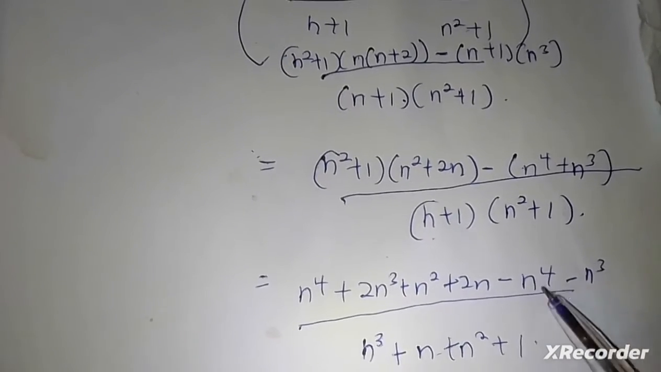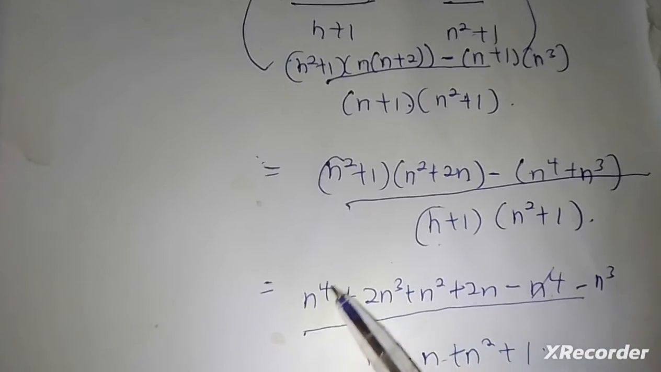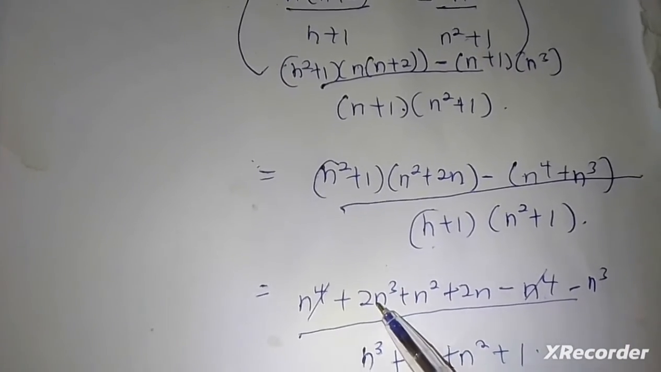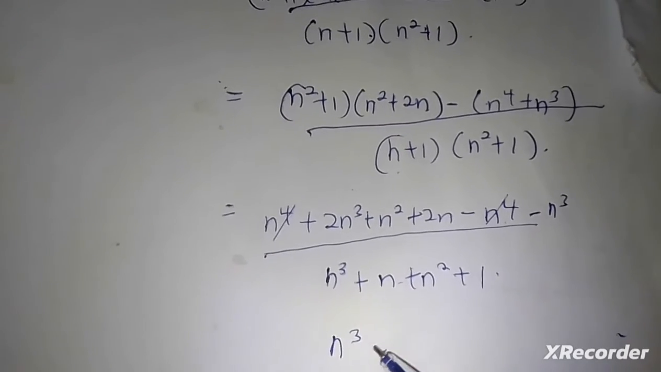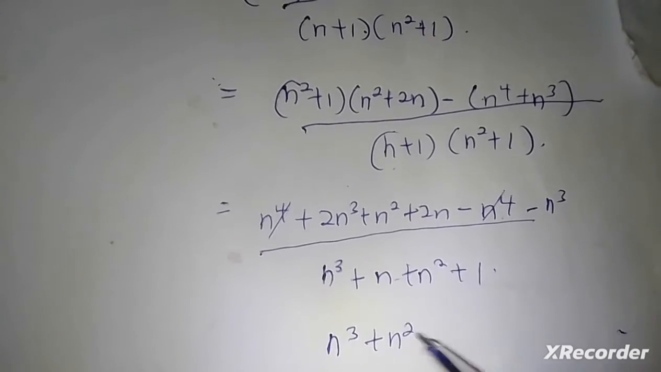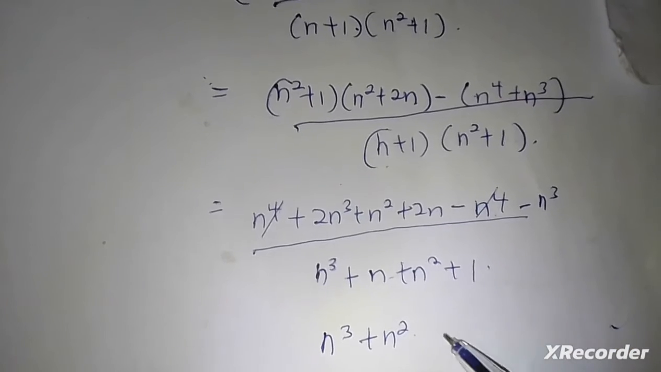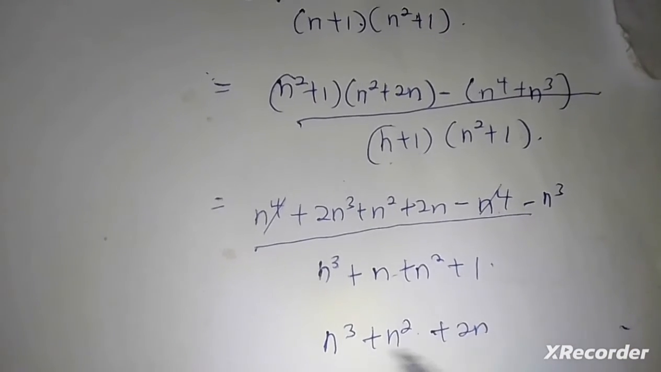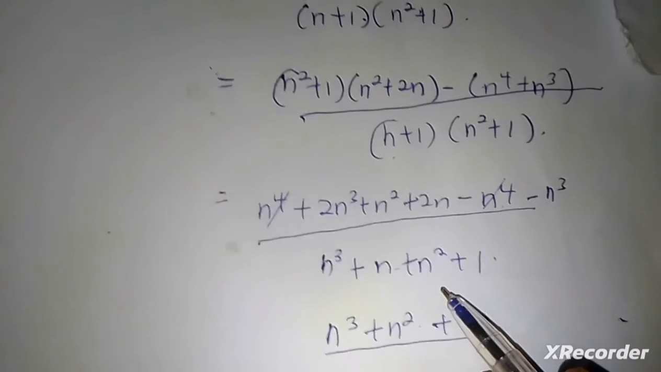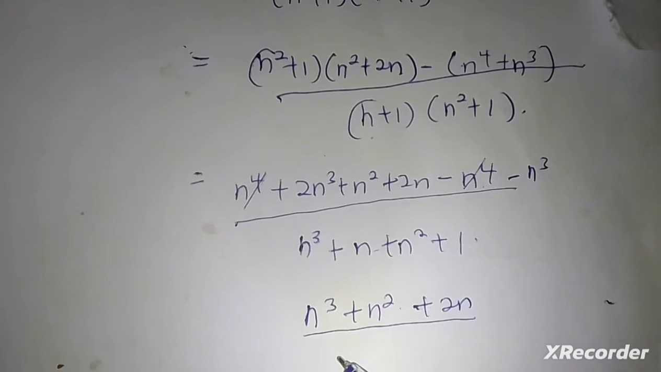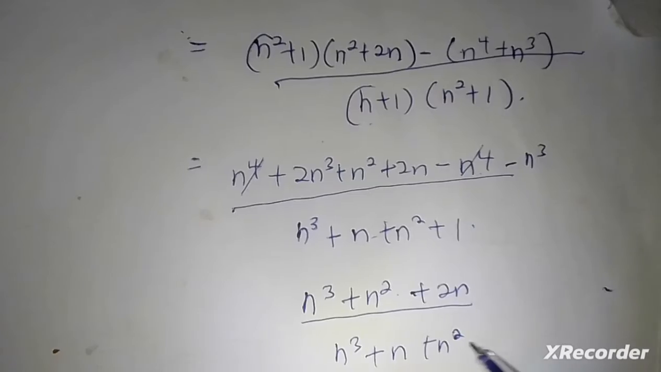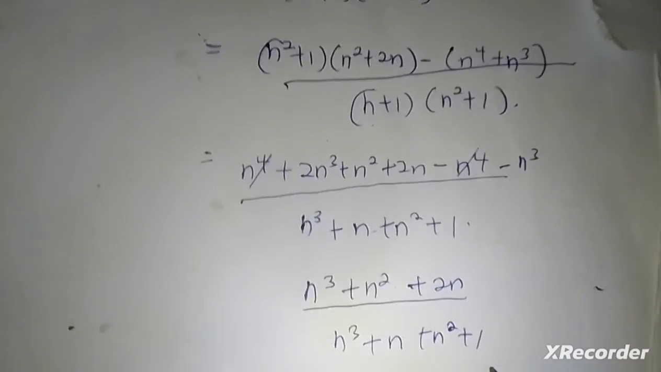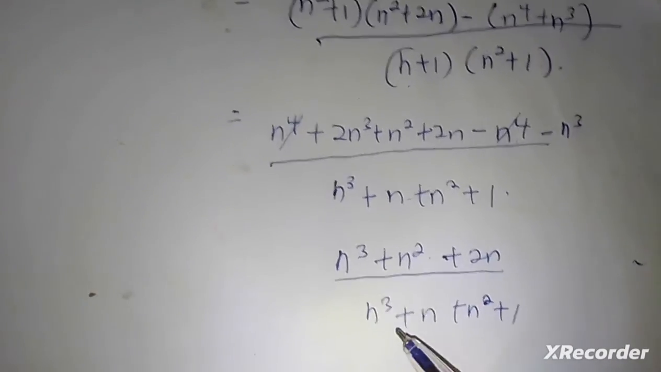So at this point I can see that n to the power 4 cancels this, then I'll have 2n cubed minus n cubed, so n cubed plus n squared then plus 2n all over, here I'm going to get n cubed plus n squared plus 1. So at this point I'm going to divide through by the highest power of n, that is n cubed.